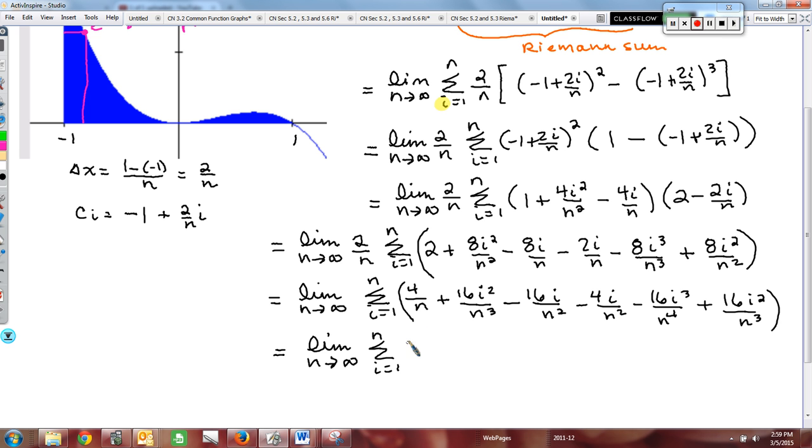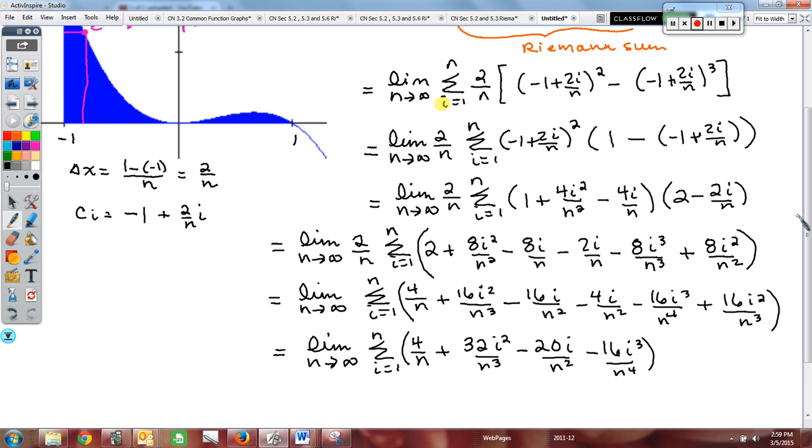I only have this one constant, 4 over n. Now I have an i squared over n cubed, i squared over n cubed, so 16 and 16 gives me 32 of those. Then I have a minus 16i over n squared minus 4i over n squared, so I have minus 20 of those. And then I have this minus 16i cubed over n to the 4th. After all of this, which has just been algebra to get myself to a sum or difference that I can distribute through.